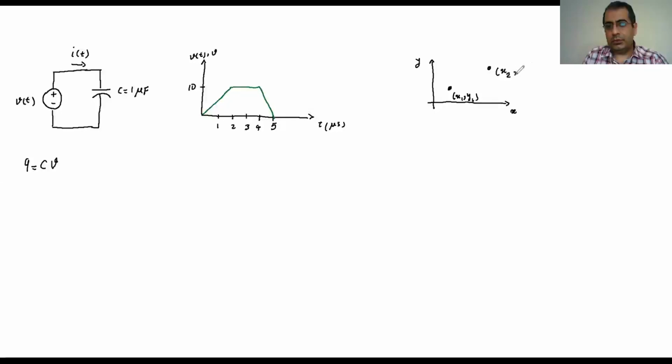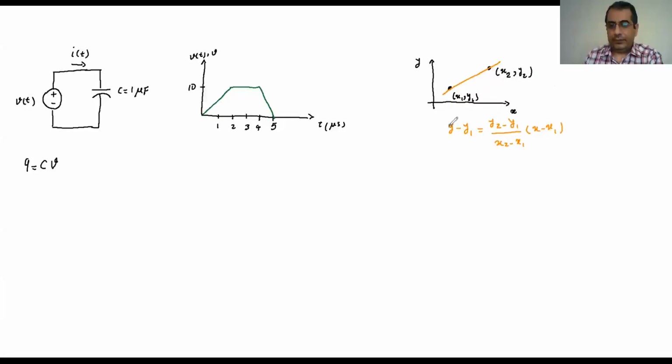It's going to be x2 and y2. Then if I want to find the equation of the line that passes through these 2 points, the equation of the line is going to be y minus y1 is equal to y2 minus y1 divided by x2 minus x1 times x minus x1. So this is the equation of the line that goes through these 2. It doesn't matter if it's going up, going down, or going constant.